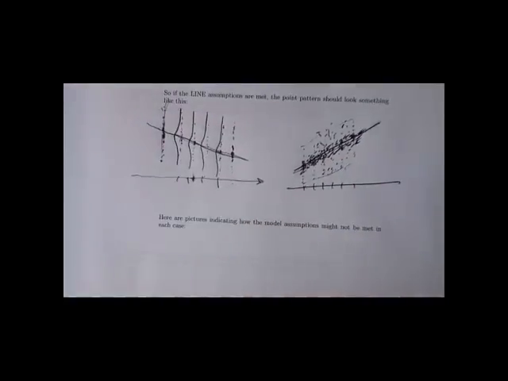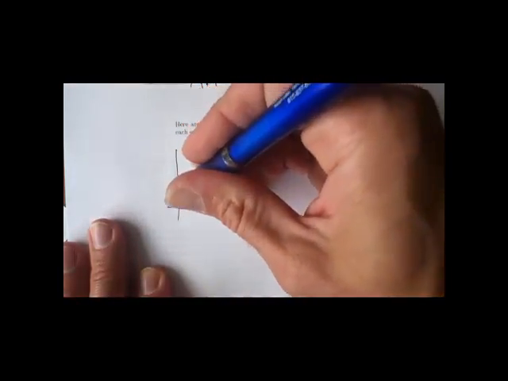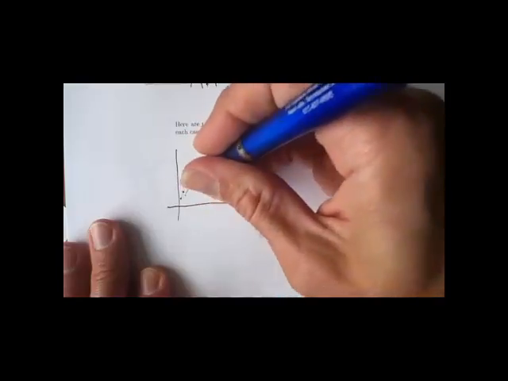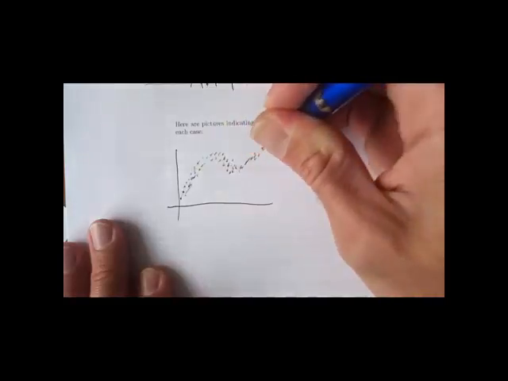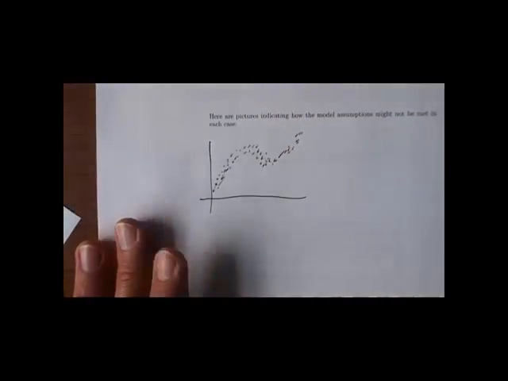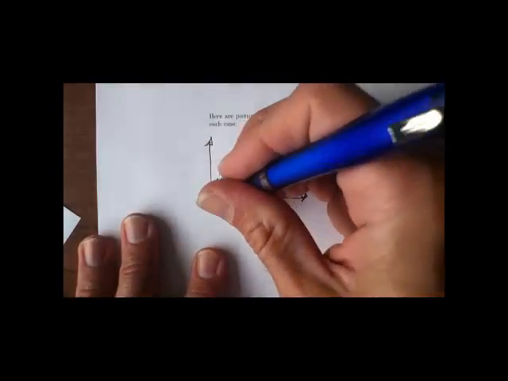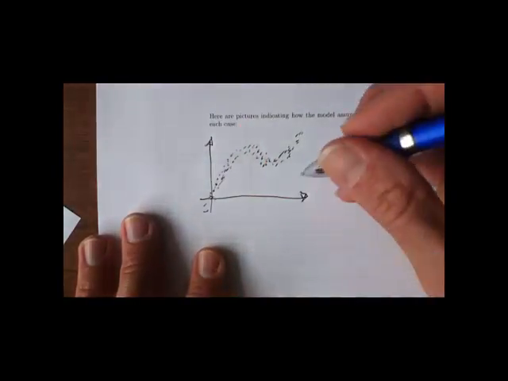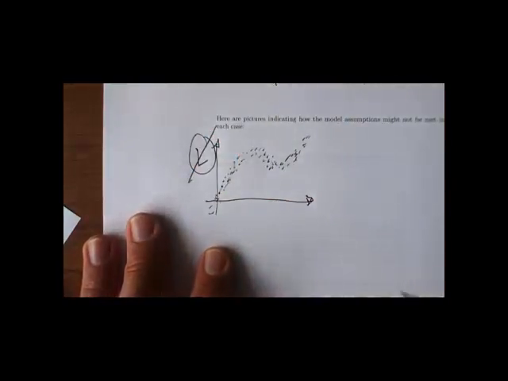Now here are a few pictures that might indicate how these model assumptions might not be met. How about for the line, for the L assumption, for the linear assumption? You might have a nice point pattern to the data, but maybe they're not linear. Something like that. In this case, maybe a polynomial model might be better, and we will certainly talk about polynomial models. So the line assumption is not satisfied.